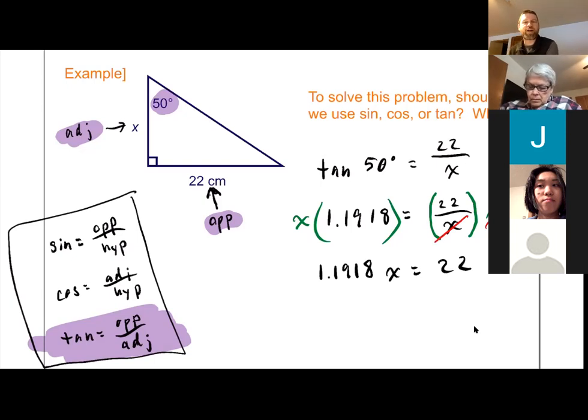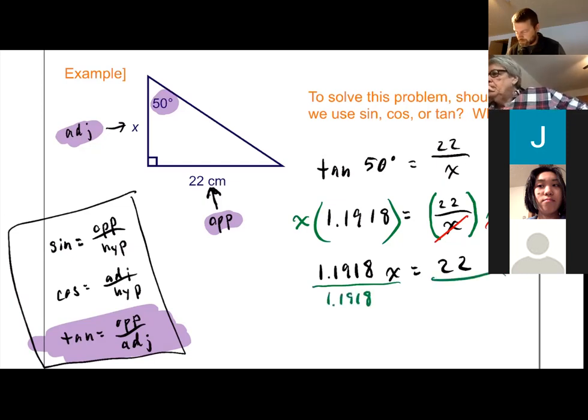bottom anymore. So if your X ever ends up in the bottom of a fraction, that's totally annoying. Just multiply both sides by X, and then it's not on the bottom anymore, and then it's a whole lot easier. Now, how do I get that X by itself? What do you have to do to both sides? Divide by 1.1918. Those 1.1918s are going to cancel out. And we're going to get x by itself.